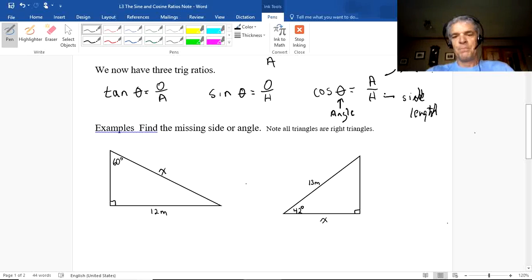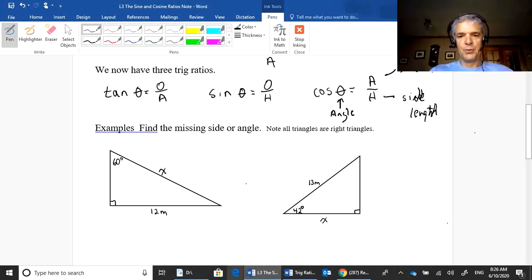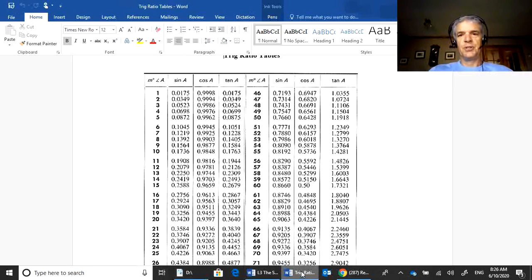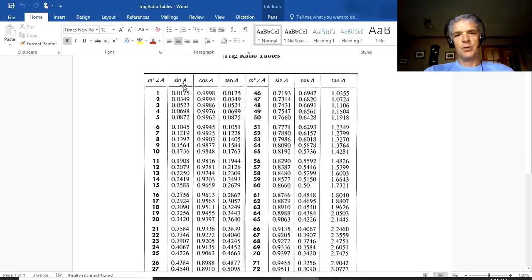Anyway, two side lengths. This gives me a number. And I want to refer you back to my trig ratio tables. So now you start to see this is the sine angle. This is the value of that ratio, right? That's the value of the opposite divided by the hypotenuse. And the value of the adjacent for cos divided by the hypotenuse based on this angle. And then we have the tan, opposite over adjacent, right here. And these are all the values.